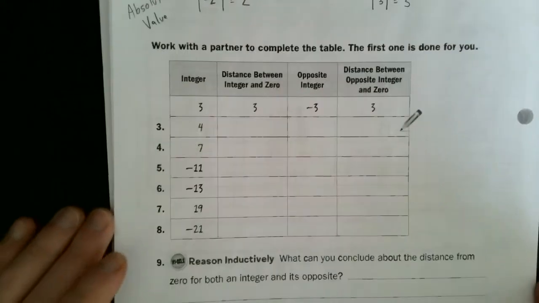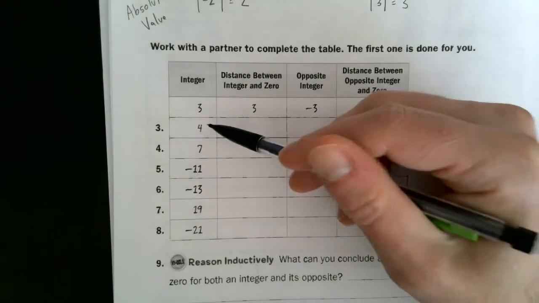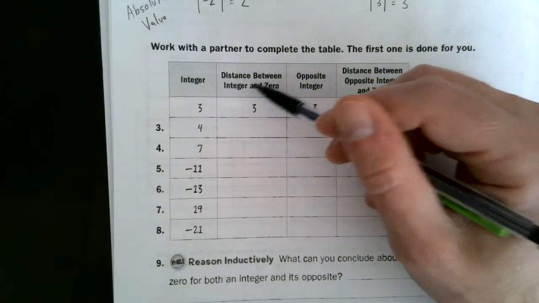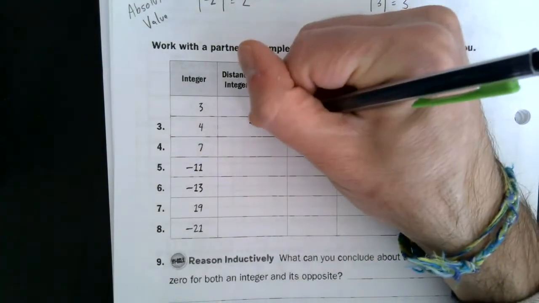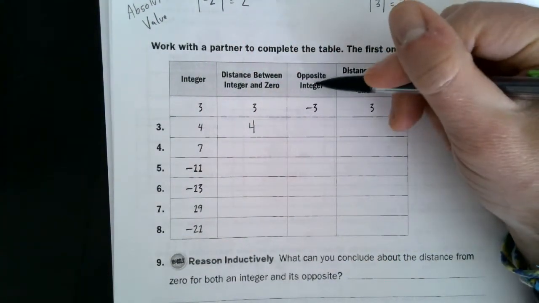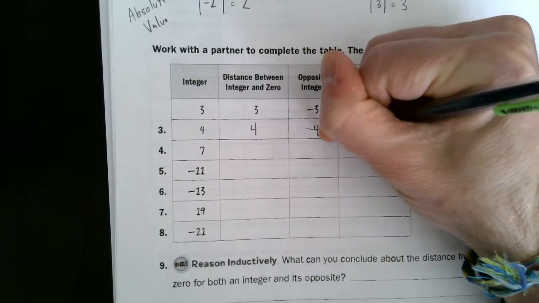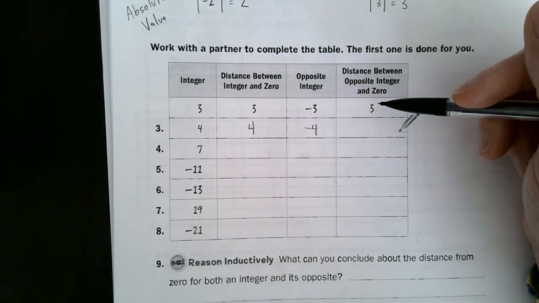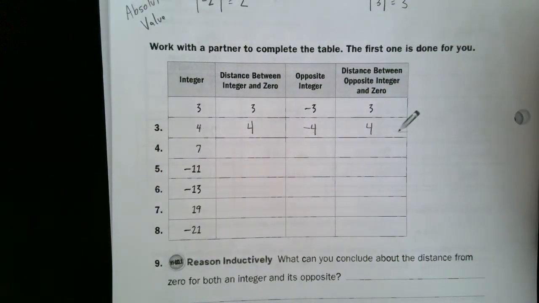All right, here, this chart here, we're going to fill out kind of quick. It's kind of an easier chart. So it's giving us an integer. It's asking how far is it between that integer and 0? Well, what's the distance between 4 and 0? It's 4. What is the opposite of 4? The opposite of 4 is negative 4. And then it's asking, well, how far is negative 4 from 0? Well, negative 4 is 4 away from 0.